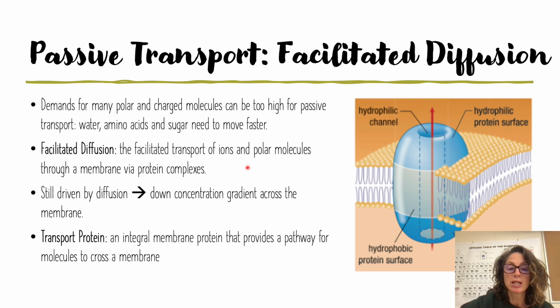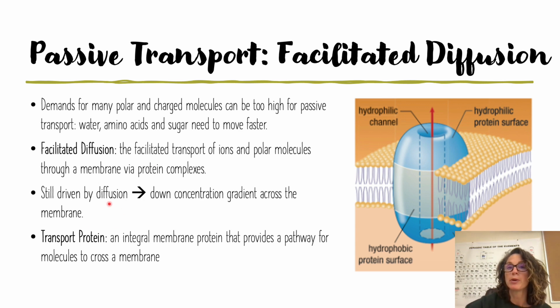So the facilitated transport of ions and polar molecules happens through this membrane protein. Often it could be one protein, or it could be more than one protein, so those would be called complexes. Protein complexes means that there is more than one protein bound together to create this channel. It's still driven by diffusion.